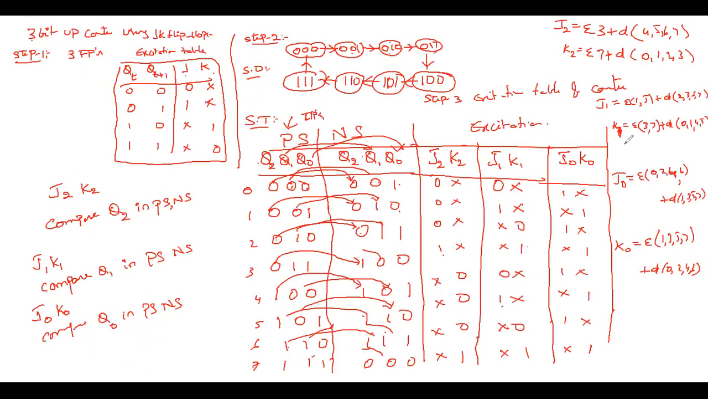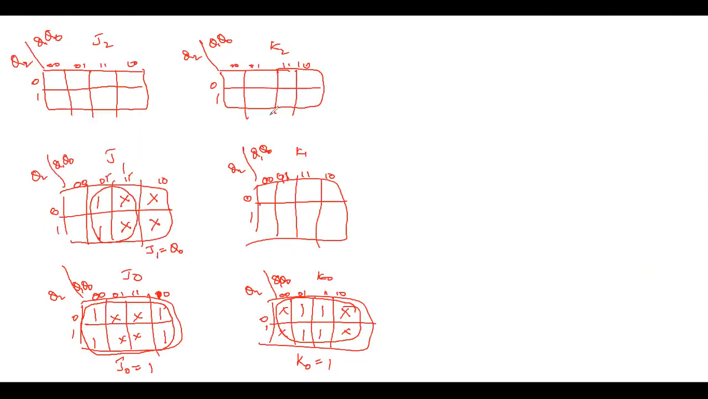Next K1: 3, 7 are ones, and 0, 1, 4, 5 are don't care. So it is again a quad. The common value is Q naught. So K1 is also Q naught.